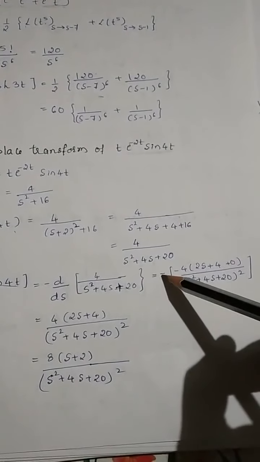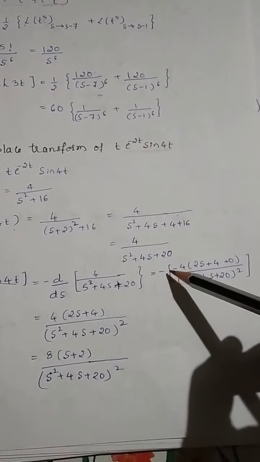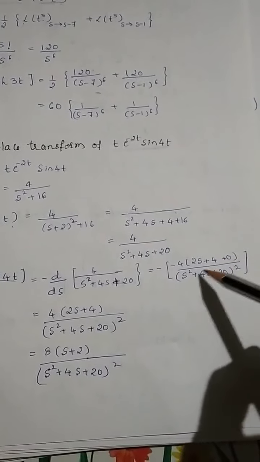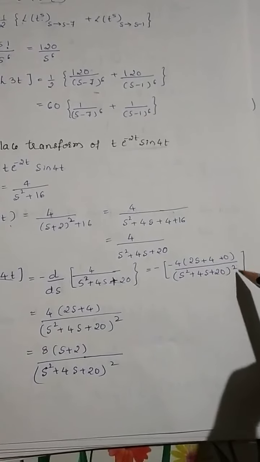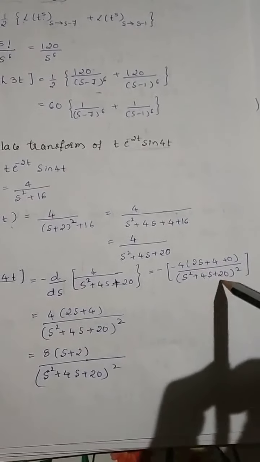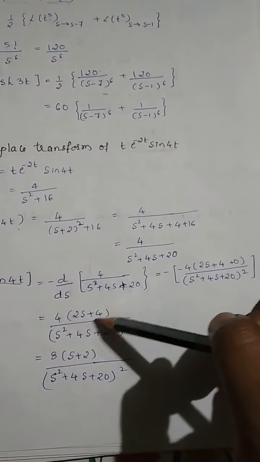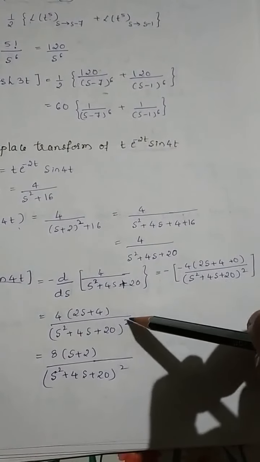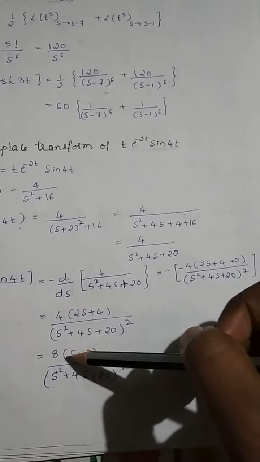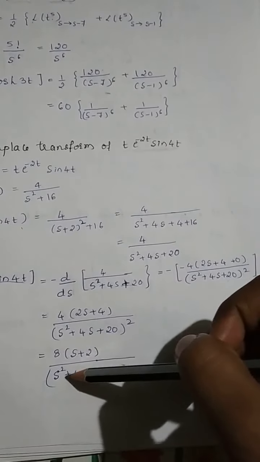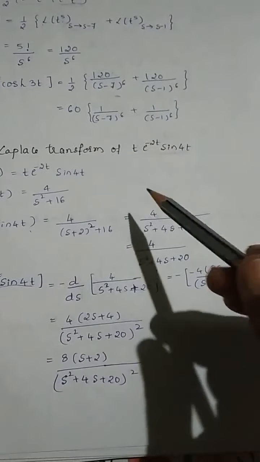Do the differentiation. Minus into bracket minus 4 into 2s plus 4 plus 0 upon (s square plus 4s plus 20) whole square. Directly we have done the differentiation here. That is 4 into bracket 2s plus 4 upon (s square plus 4s plus 20) whole square. Next simplifying, taking 2 common from these brackets, 8 into bracket s plus 2 upon (s square plus 4s plus 20) whole square. That is the Laplace transform of these terms.